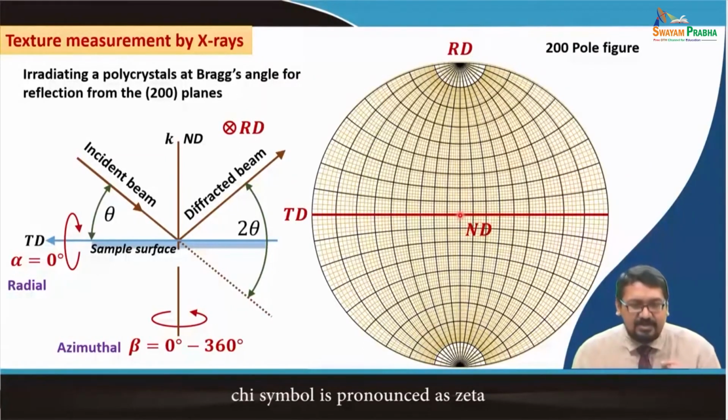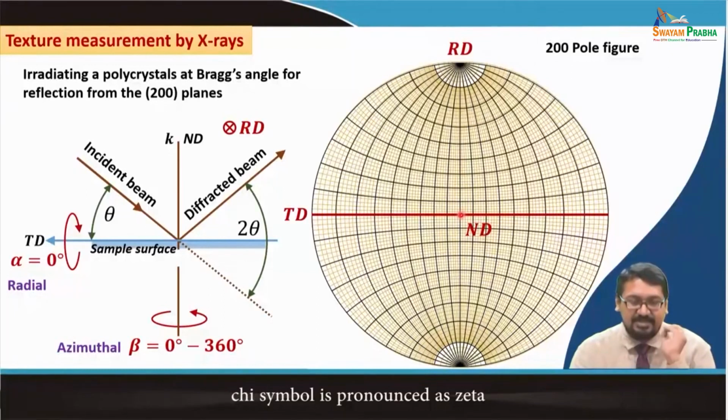Now, if we rotate beta from 0 degree to 360 degree, keeping alpha equal to 0, then also you see that the irradiation is along K, which is parallel to ND, and therefore, even with rotation of beta, that is azimuthal rotation along ND, from 0 degree to 360 degree, the position of the intensity peaks remains exactly at this position, ND.